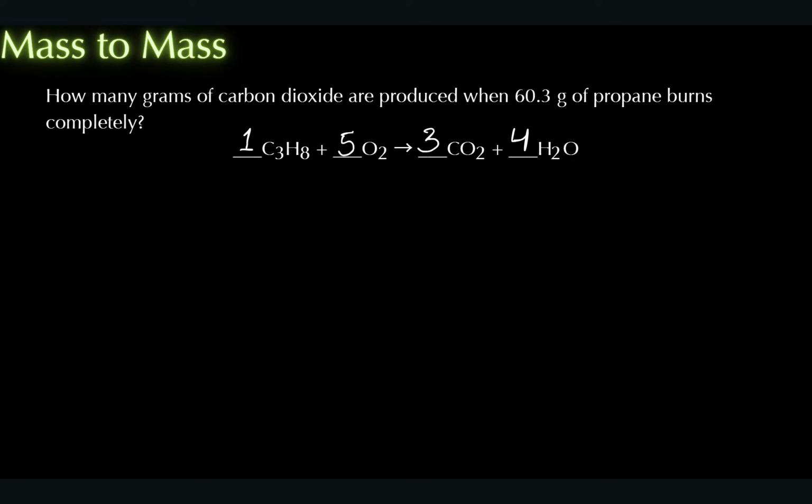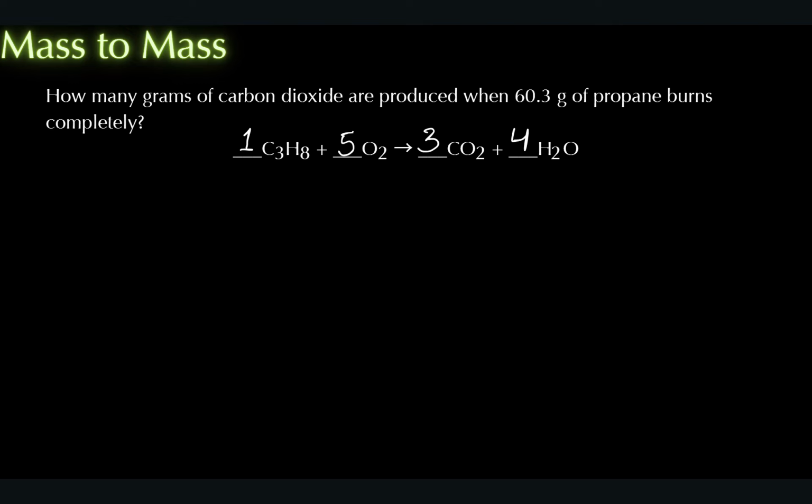All right, we have balanced our equation. We are able to start the actual problem. The question is, how many grams of carbon dioxide are produced when 60.3 grams of propane burns completely? Now, whenever going from a gram to gram problem, we are going to need a little bit of space. These are the longest problems that we are going to have. So whenever planning out your writing strategy for these, just make sure you have enough space on your paper going from left to right.